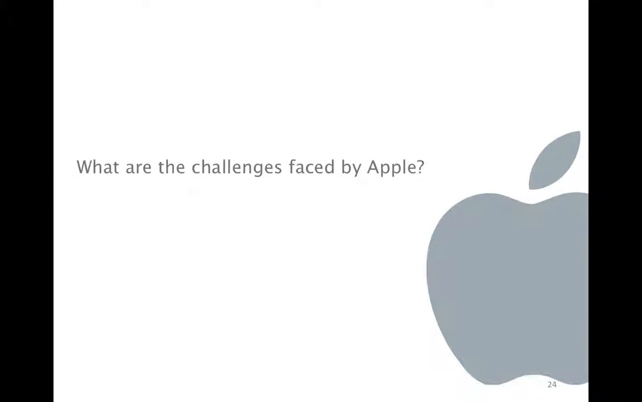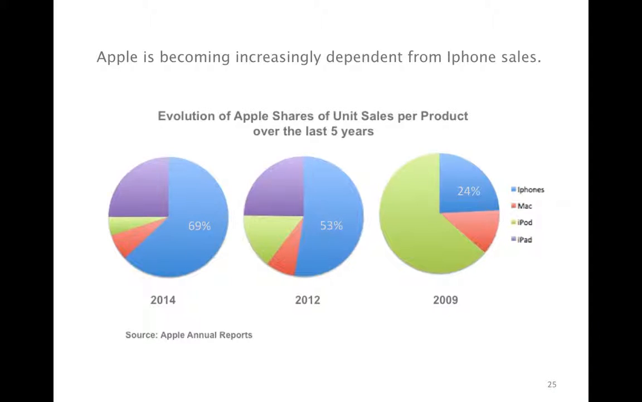The main challenge we identify is that Apple is becoming more and more dependent on the iPhone. As you can see, the share of iPhone sales tripled over 5 years. In addition, we found that 92% of the total profit in 2014 came from the smartphone segment compared to only 65% in 2013. That could represent a risk for the company.